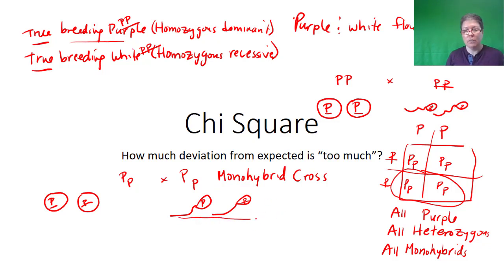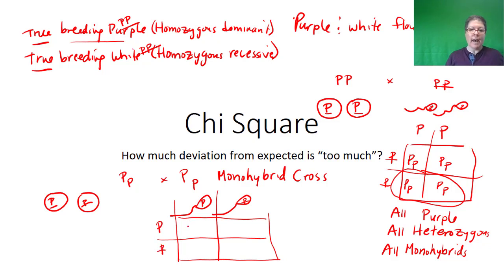Now let's do a Punnett square with this one. Actually, let's just put it here. All right, dad's there, mom's here. We will have big P, big P, little p, big P, little p, and little p, little p. So if we were to do a monohybrid cross, we would expect 75% to be purple and 25% to be white.